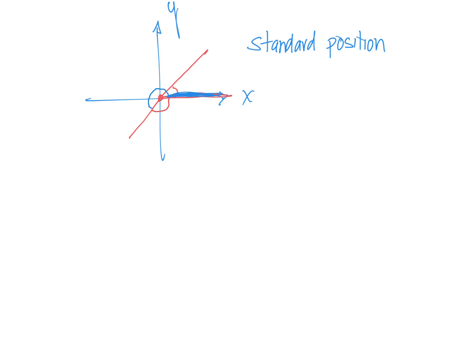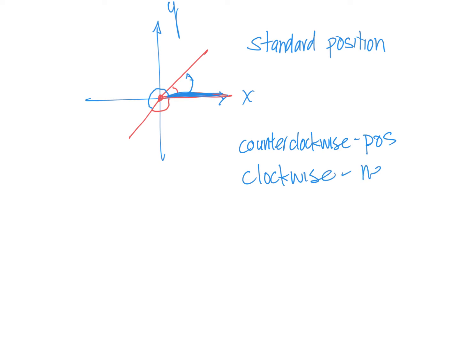Now, if the angle goes in a counterclockwise direction, then the angle is positive. And then if we go in a clockwise direction, then we have a negative angle. So the value of the angle is positive if you go counterclockwise, or negative if you go clockwise.